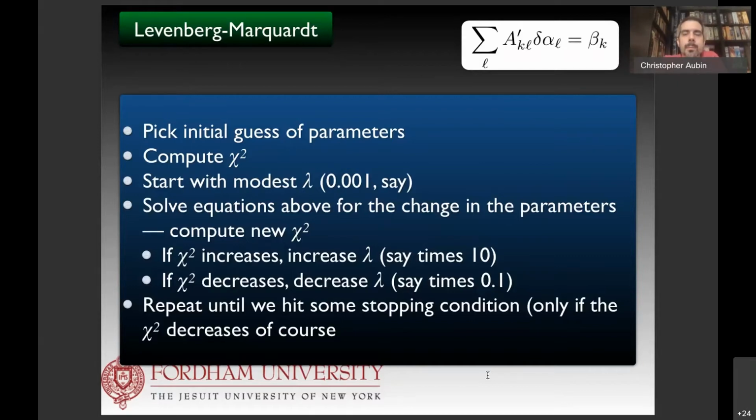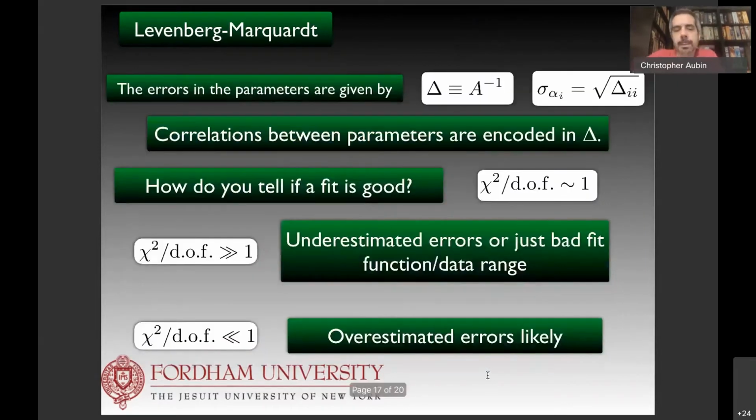So, a little more details here. Once you get your final parameters, you've got this matrix A now, and the errors in those parameters would be given by looking at the inverse of that matrix. Specifically, the error in the ith parameter is the square root of the diagonal elements. The off-diagonal elements will give you correlations between the parameters. And so a good fitting routine will be able to evaluate those as well.